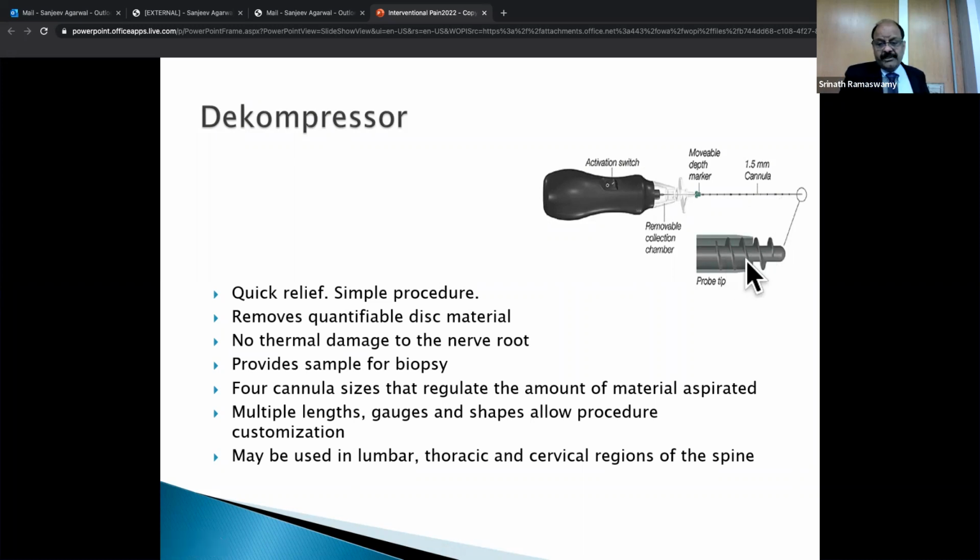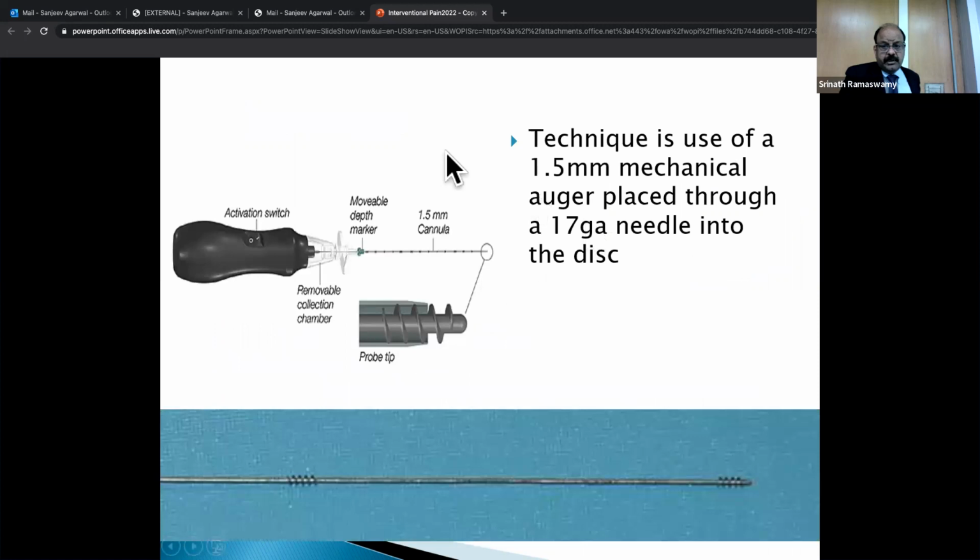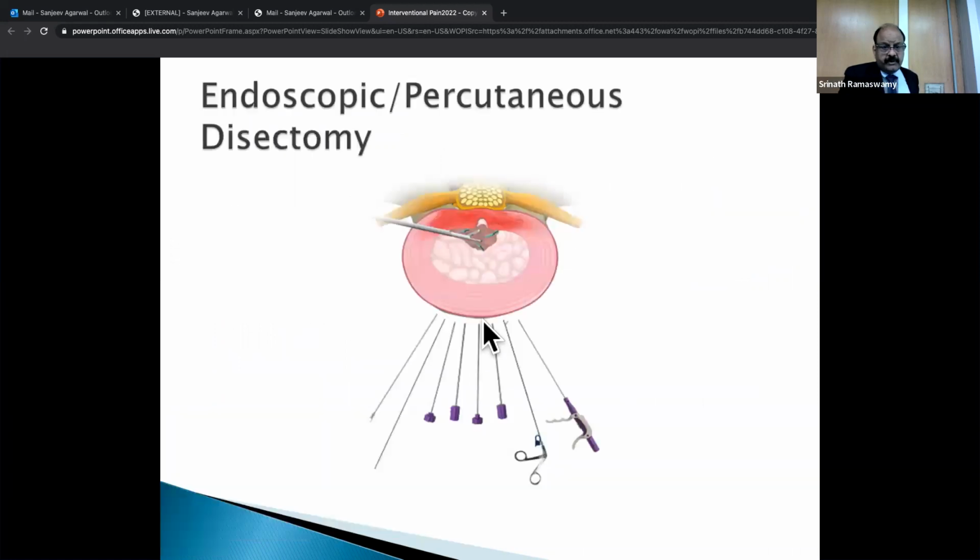So once you are inside the disc, you activate it with the switch, and it rotates and cuts the disc material in this chamber. You can also use it for biopsy if needed, or if there is suspicion of infection or something there. So this is basically a larger picture of that.